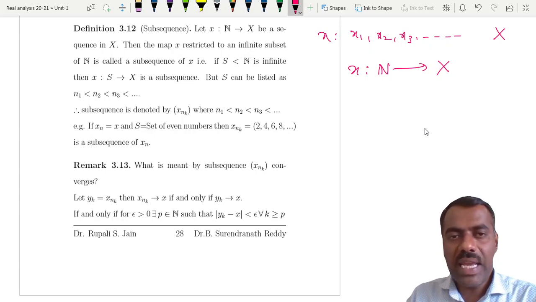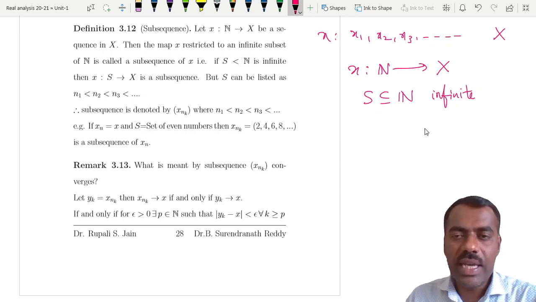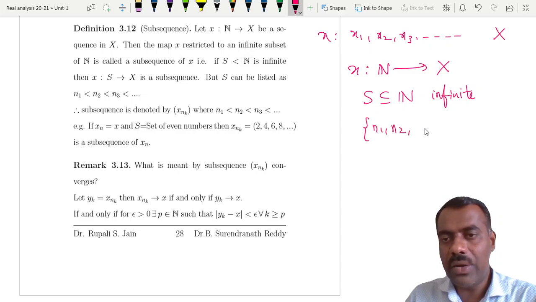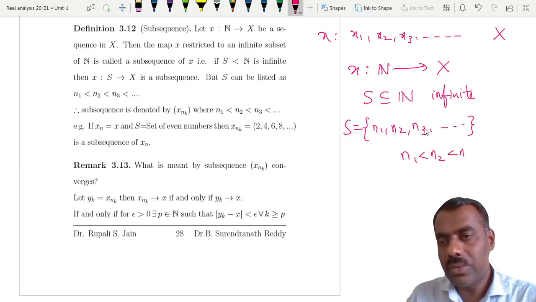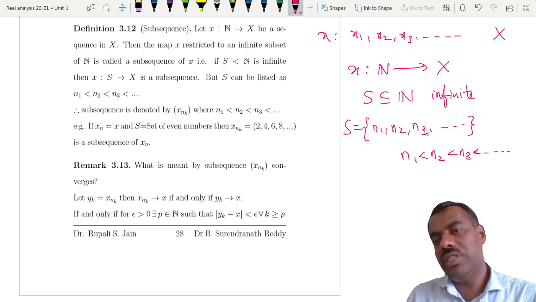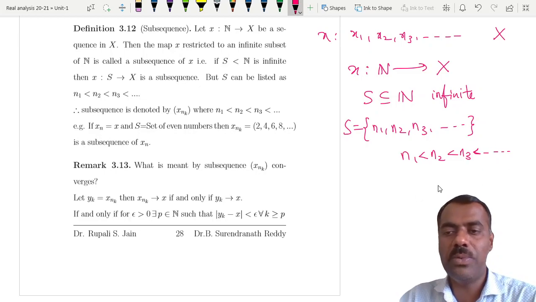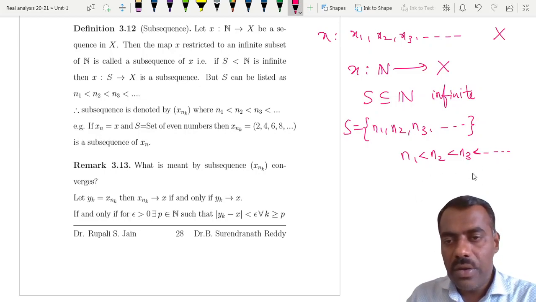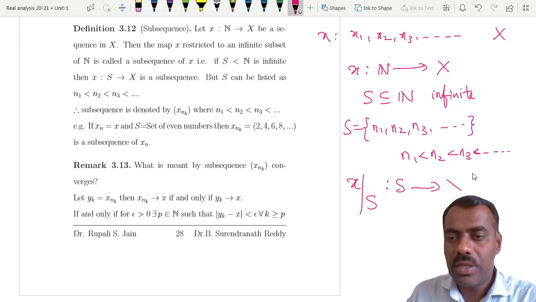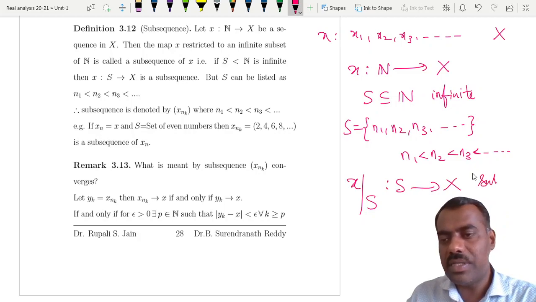Now we take any infinite subset, so S is an infinite subset of N. We already know that the elements of any infinite subset of N we can represent in the form n1, n2, n3 and so on, where n1 is strictly less than n2. That means we can put it in order of which is smaller and which is next bigger, and so on. We have seen this in the last class. So when you restrict your sequence x to this infinite subset, it is still a function, and this is called a subsequence.